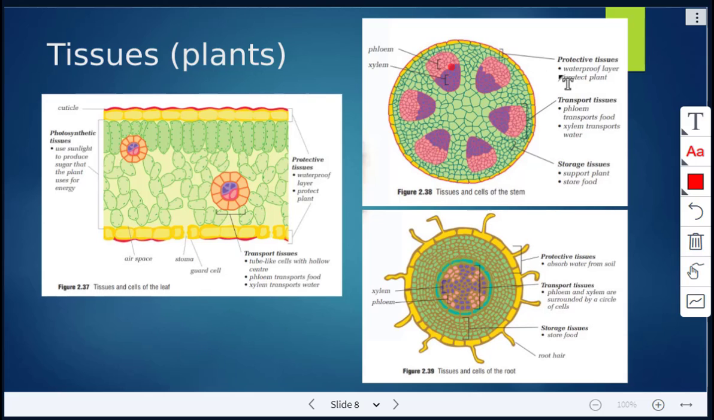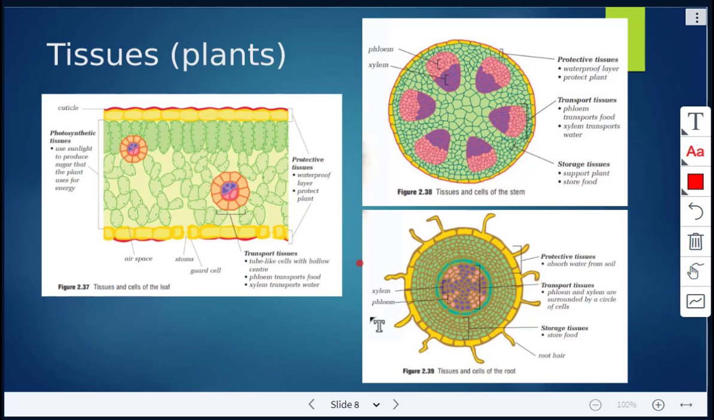All right, on the top right, we have the stem, tissues and cells of the stem. So again, you're going to see the phloem and the xylem. Phloem for transport of sugars, which is the food, and xylem for transport of water. We also see protective tissues. Again, it's a waterproof layer. It's for protection of the plant. The transport tissue, which is the xylem and phloem. And then stored tissues here as well, which support the plant as well as storing food.